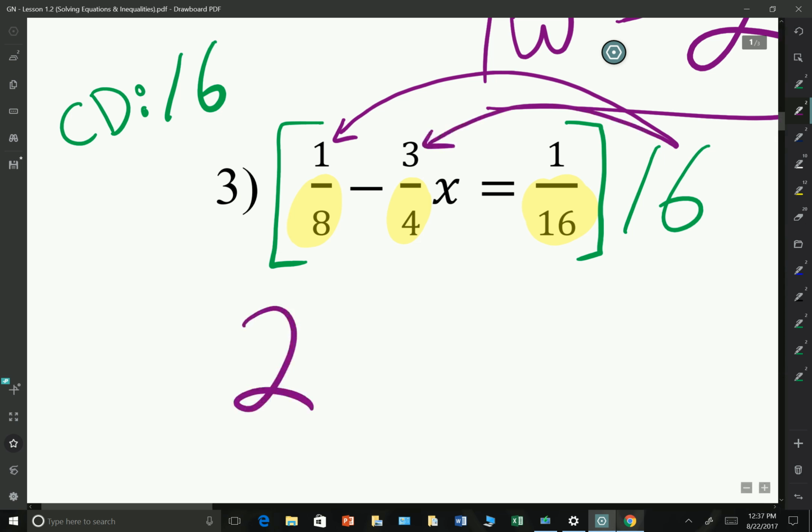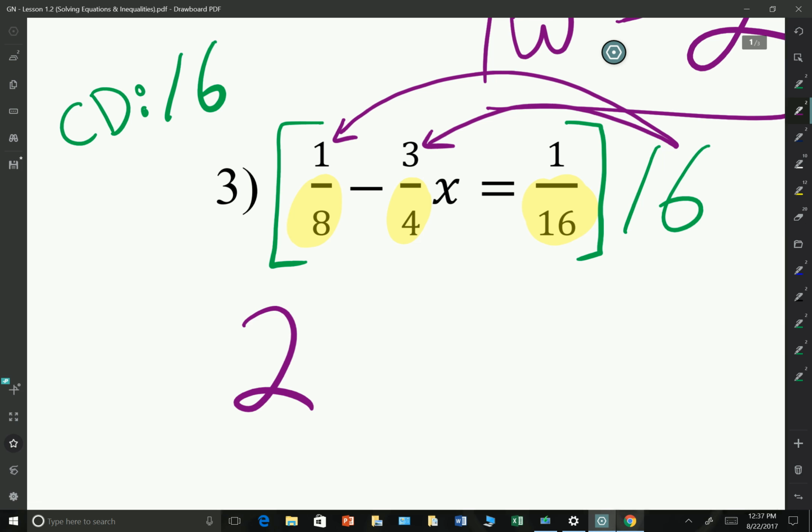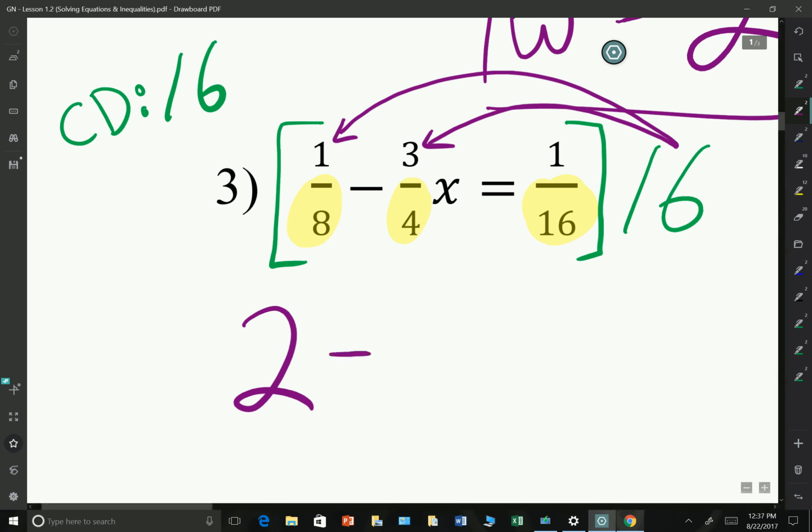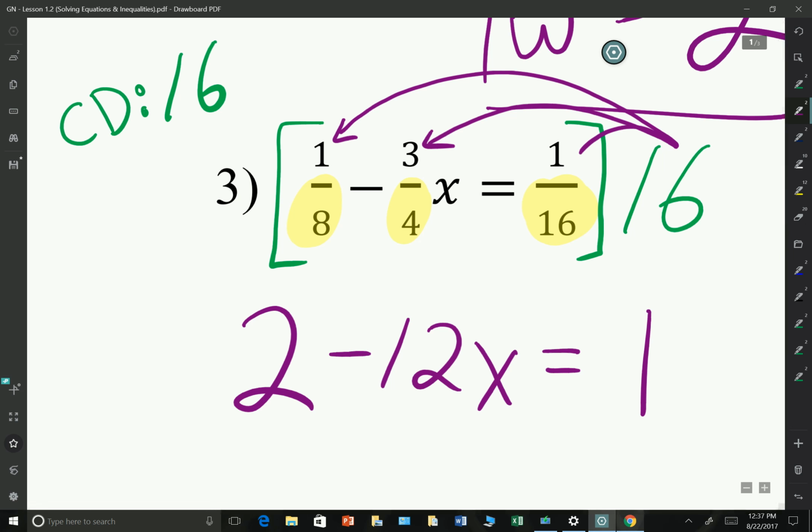16 times 3, now divide by 4. So 16 times 3 is 48. Divide by 4, what do I get? 12. So minus 12x. 16 times 1 divided by 16. Which looks easier? Because I took something harder and I figured out how do I get rid of it. That's algebra, manipulating something you don't know how to do into something you do know how to do.